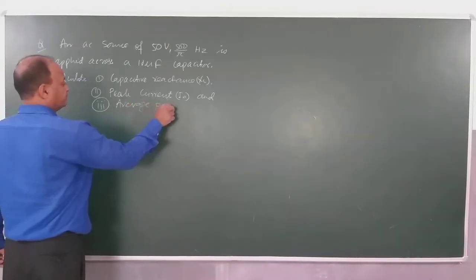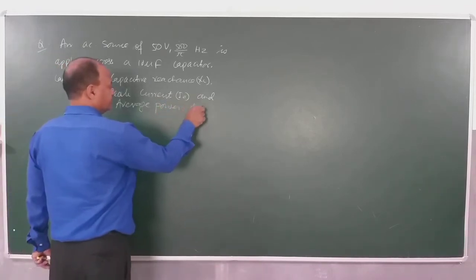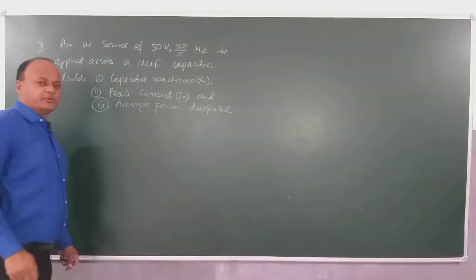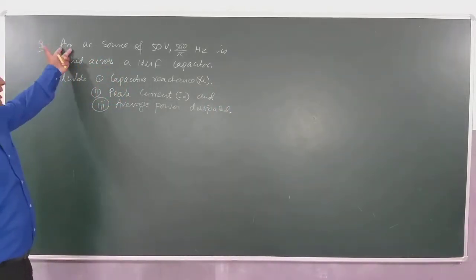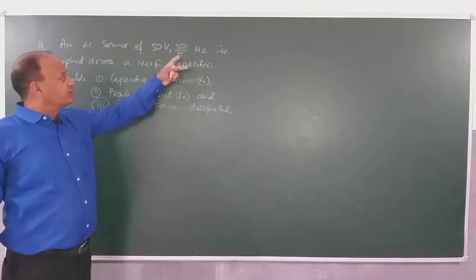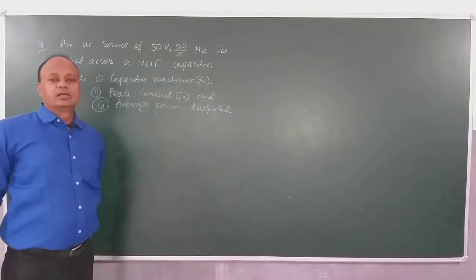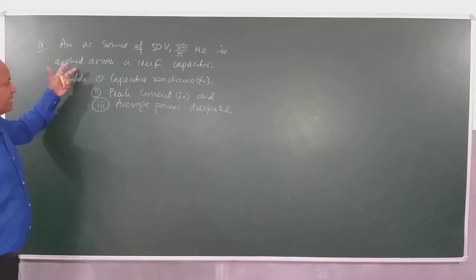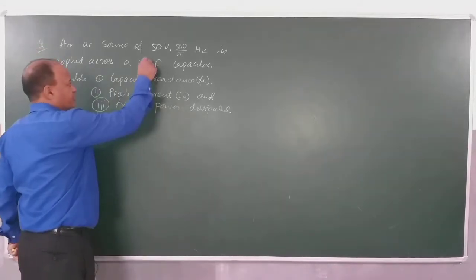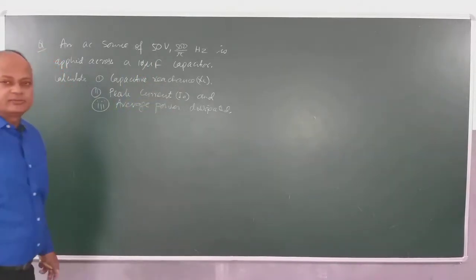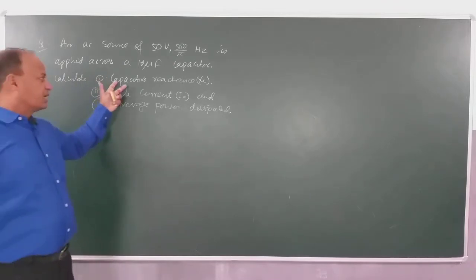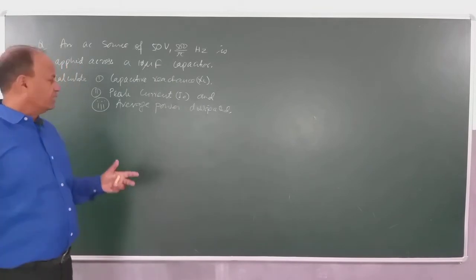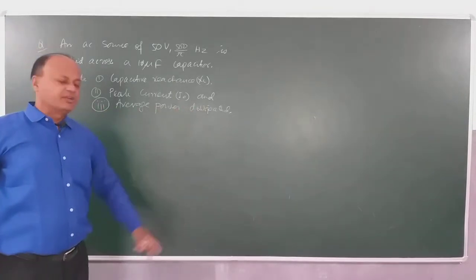Okay, let's see this. Average power dissipated. See, this is a very easy question that you may be given in the exam. An AC source of 50 volt and 500 upon pi hertz is applied across a 10 microfarad capacitor, and you have to calculate the capacitive reactance, the peak current I naught, and also the average power dissipated.